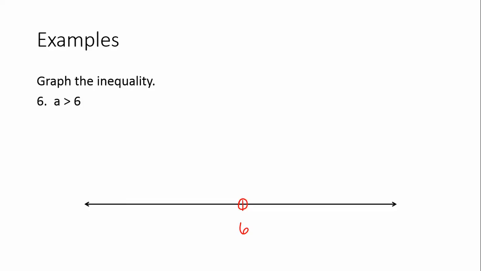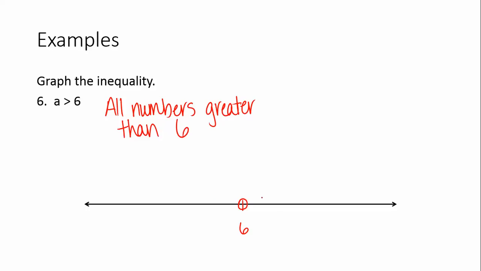Now, if a is going to be greater than 6, that means we're talking about all numbers greater than 6. So ask yourself, which side would that be? Would that be on the left side or the right side? Well, all of the numbers this way are greater than 6. And we want to make sure we shade all the way down the line like we're supposed to. So we're talking about numbers like 10, 50, 10,000.724. Those are all numbers that are greater than 6.